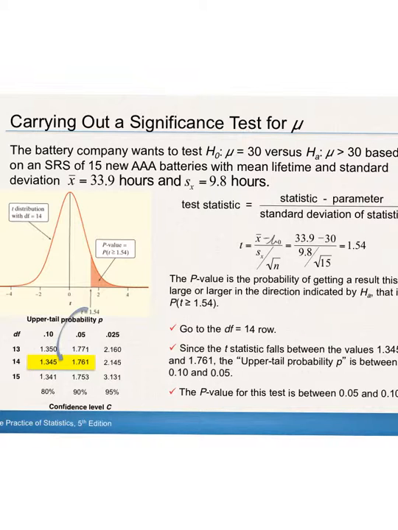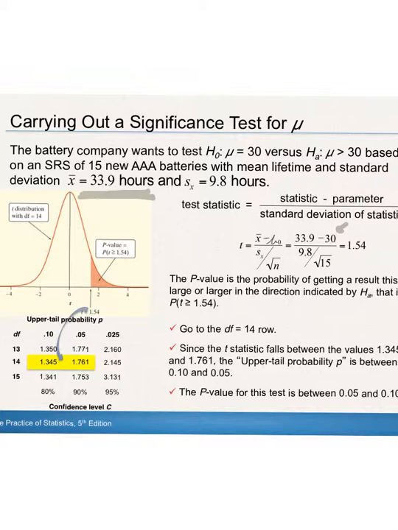So we're going to go ahead and calculate the t-test statistic. Our statistic is going to be our mean from our sample of 15 batteries, so 33.9, minus 30, which comes from the null value of 30, the standard over lots and lots of time. And then we're going to divide that by the standard error, which is the standard deviation divided by the square root of n.